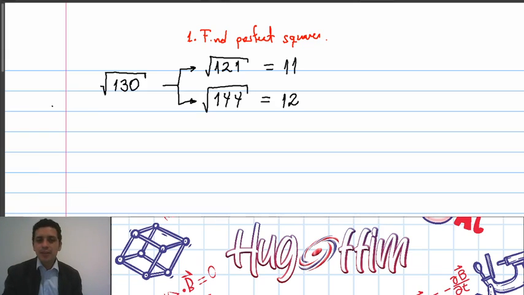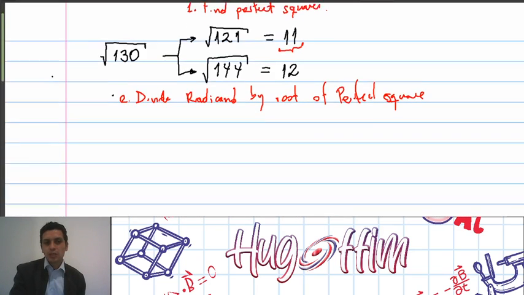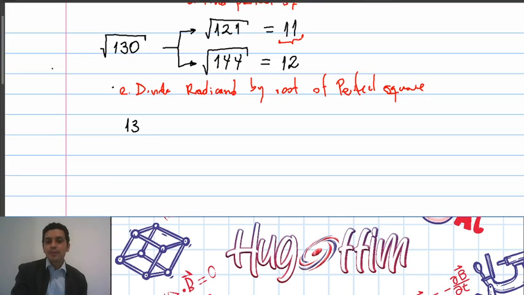Now, 130 is closer to 121 than 144, so we're going to focus on the 11 part. Now, what I'm going to do is divide the radicand by the root of the perfect square. So in this case, I'm just going to take 130 divided by 11.